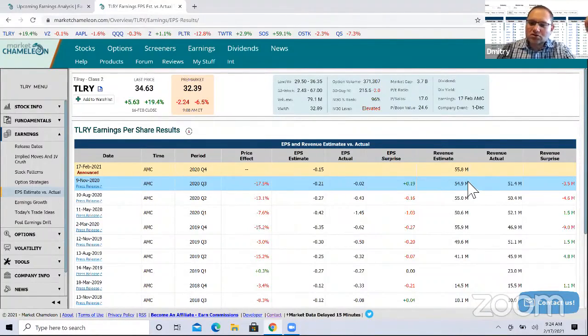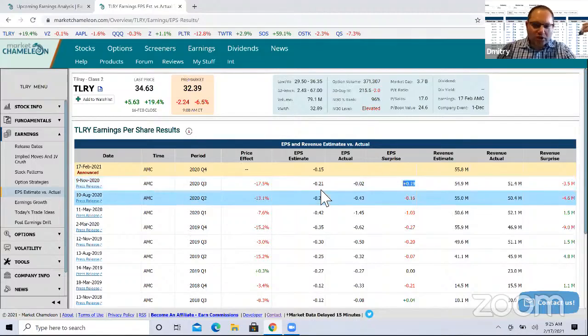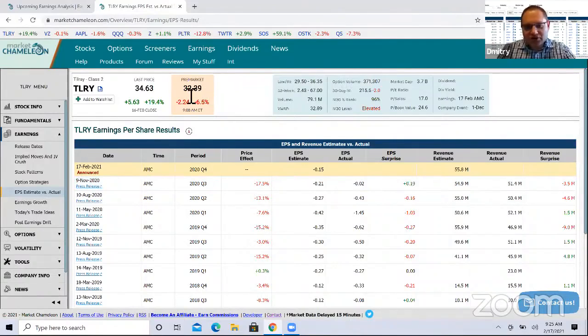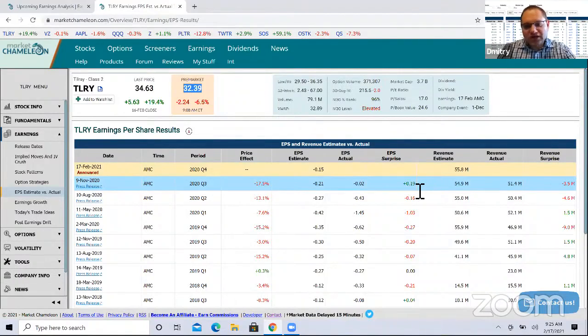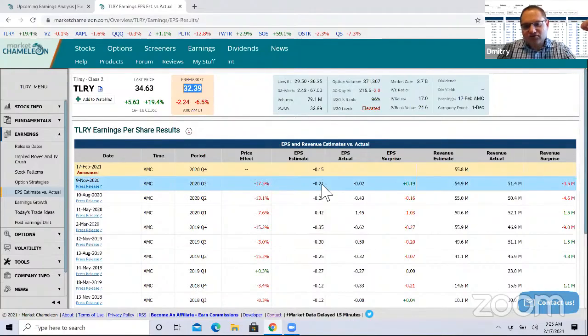Revenues, the consensus was 54.9 million. It came in at 51.4 million, so it missed on that. Stock was down 17.5%. Again, one thing to keep in mind is that the stock price does not reflect the analyst expectations. So why would this happen? There are two reasons. One is the stock price does not reflect the analyst expectations, right?